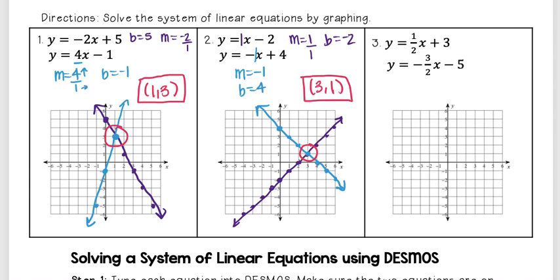So here, if I plug in 3 for x, I get 3 minus 2, which equals 1, which is what I want. If I plug in 3 for x in the second equation, I get -3 plus 4, which is also equal to 1. So I know I'm right.